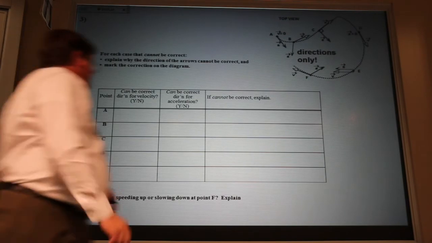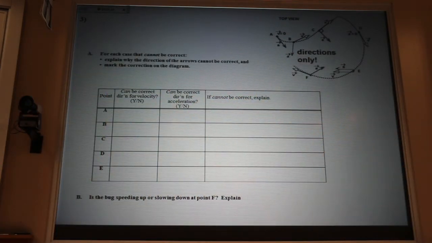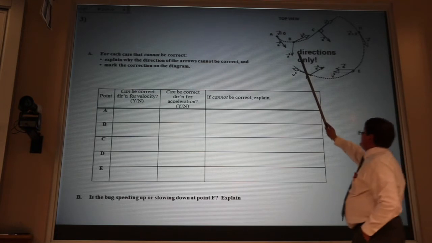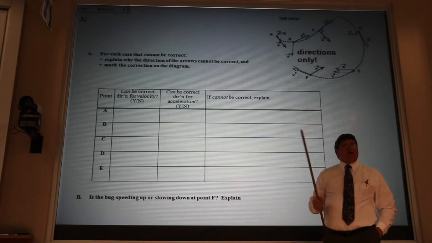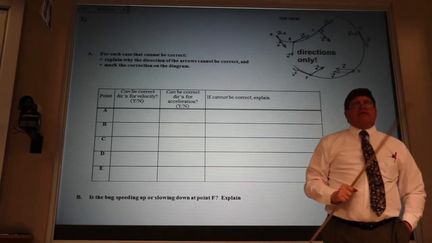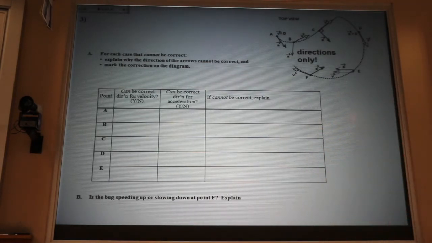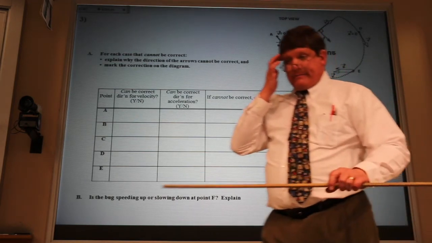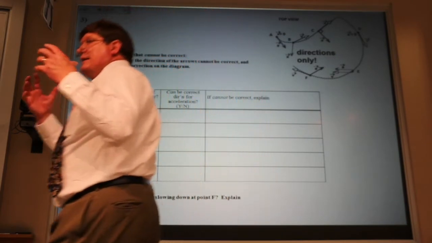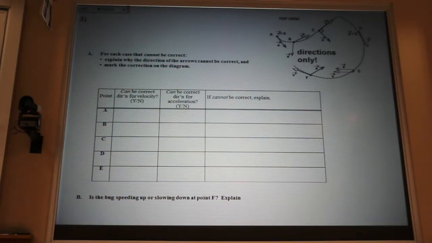Let's look at that first point. If the bug starts from rest, then by definition the velocity is 0 at A. Now the question is, what direction should the acceleration vector point? That's the whole topic of problem 3 and 4 in your tutorial homework. It's trying to develop that idea of what your acceleration looks like when you start from rest.